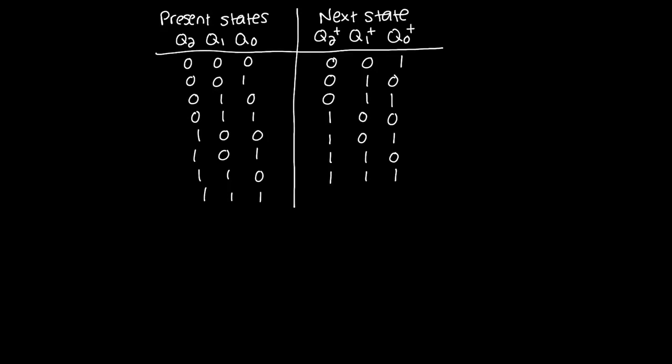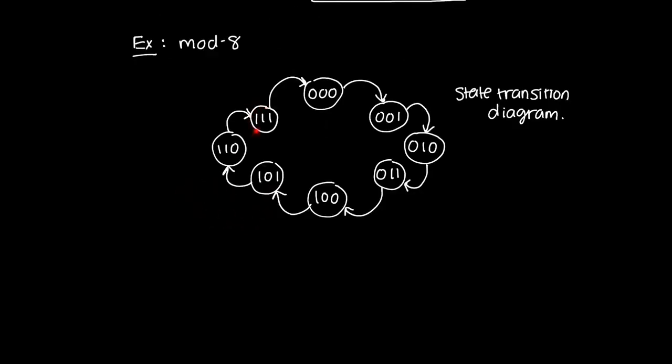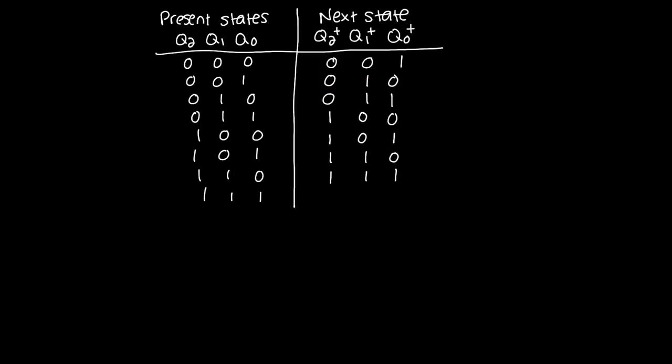And what happens over here at state 7? What's my next state? Here I am in state 7. I can just read it directly off the state transition diagram, and I see that my next state is going to be 0. So I'm going to write that.